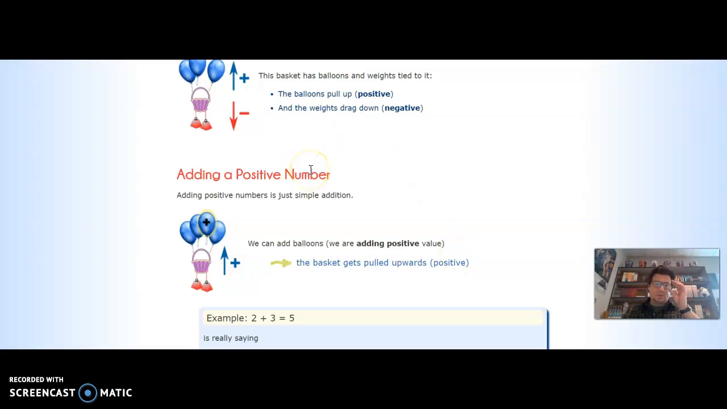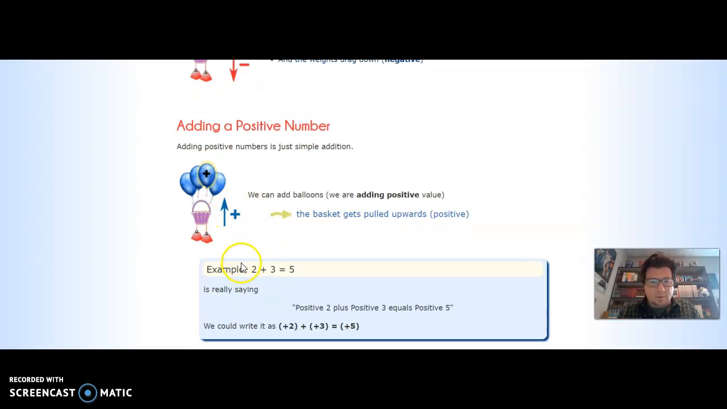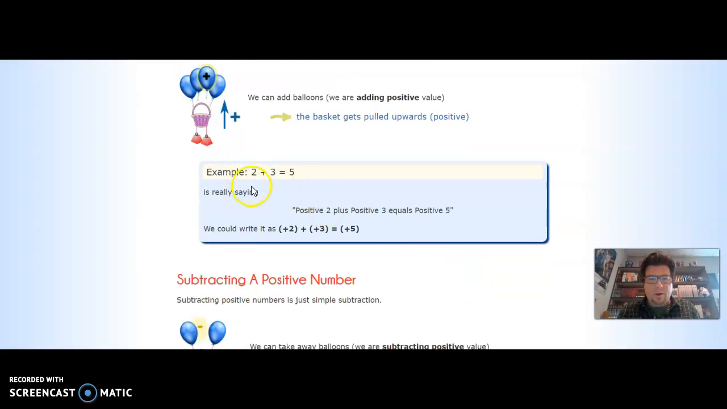Now, adding a positive number: you get more value here. You can add balloons, and whatever's making it go up is adding positive value. So if it gets more positive value, it goes further up. So 2 plus 3 equals 5 is really saying positive 2 plus positive 3 equals positive 5. The way you're used to doing it is this, but we want you to think of it as this: adding positive numbers, coming to a positive solution.